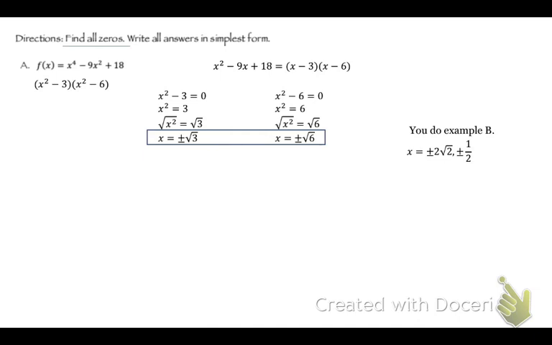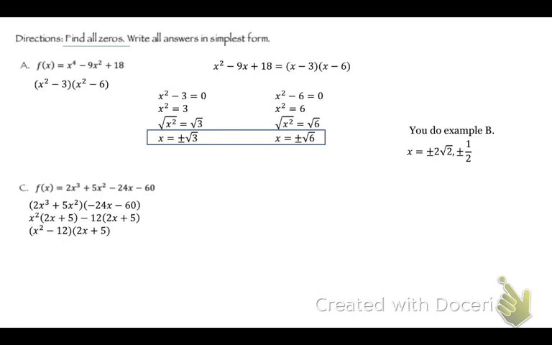Just make sure you break down that square root of 8 to 2 square roots of 2. Okay? Then example C, we're going to factor this by grouping. So I'm going to group the first two, group the second two. So I have 2x cubed plus 5x squared and then negative 24x minus 60. I can take out an x squared from that first one and I get 2x plus 5. I can take out a negative 12 from that second one and I get 2x plus 5. So I get x squared minus 12 and 2x plus 5.